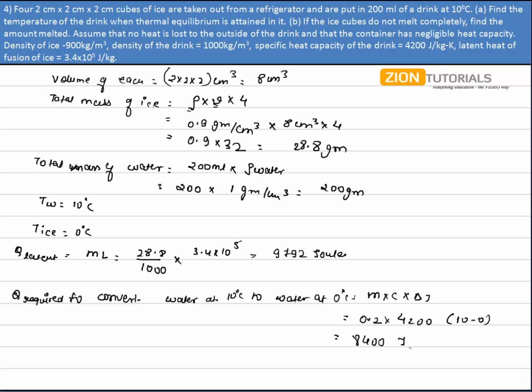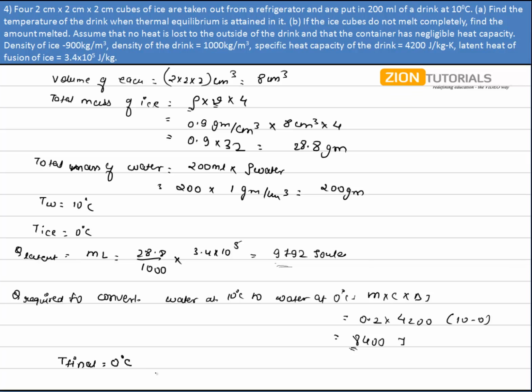Now clearly if complete ice melts down, then this much energy will be required, but only 8400 joules is available. So what happens is, complete ice will not melt, only that much ice will melt which absorbs 8400 joules of energy, so that the final temperature will come down to 0 degree, because still some of the ice remains in the mixture. So the temperature of the drink will be 0 degree, so the T final is 0 degree Celsius.